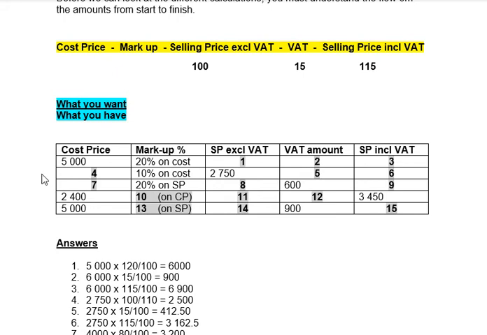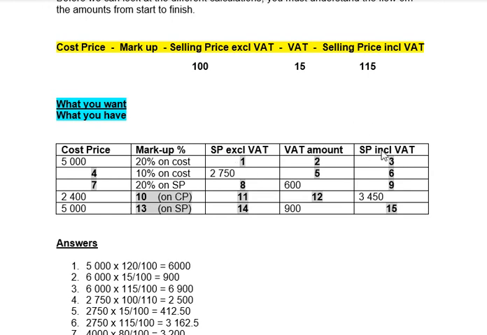Okay, so we'll do this line for line. I'm going to start with the first line. Let's see what we have and what we're missing, and therefore what we need to do to find it. We were given a cost price of 5,000, so we have the cost price. We were told that the markup of 20% on cost will be used. We're missing the selling price before VAT, we're missing the VAT amount, and we're missing the selling price including VAT amount. So we're going to see if we can find this.